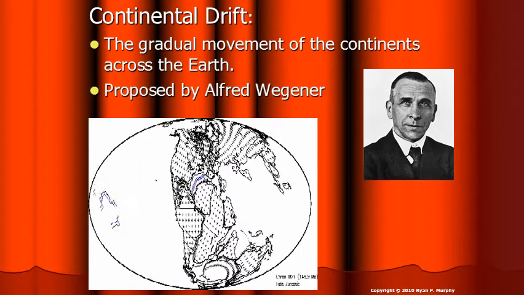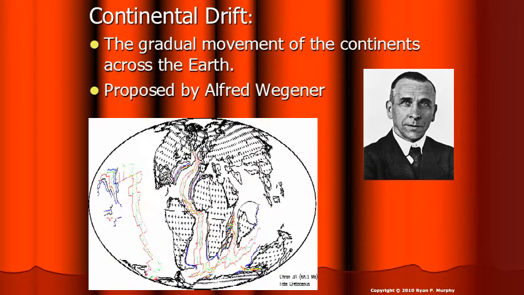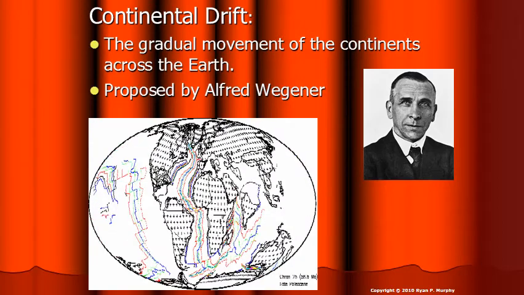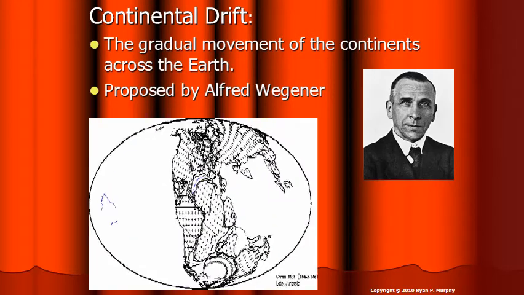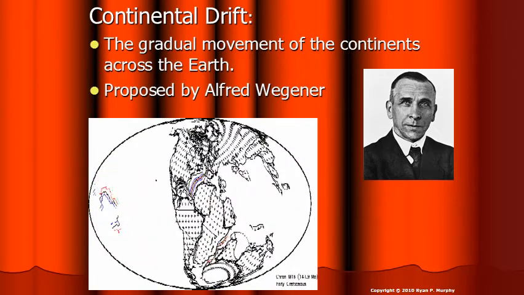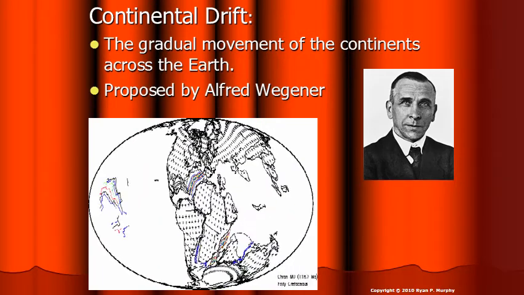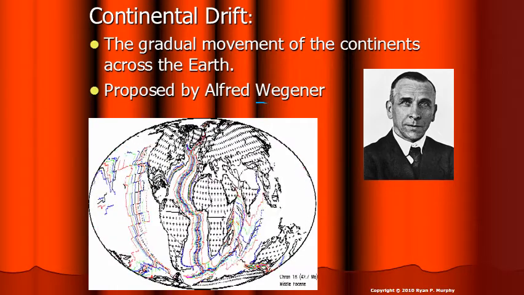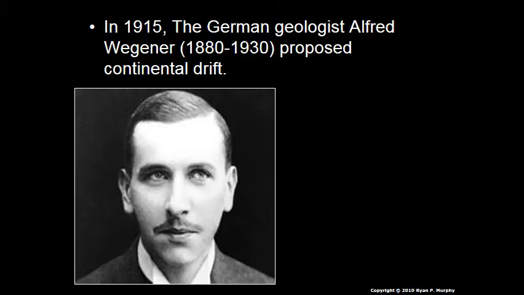So the process that causes this plate tectonic movement is called continental drift, and this is the gradual movement of the continents across the Earth. And it was proposed by this guy that you see here named Alfred Wegener. He was German, so just like Volkswagen, we pronounce the W as a V.